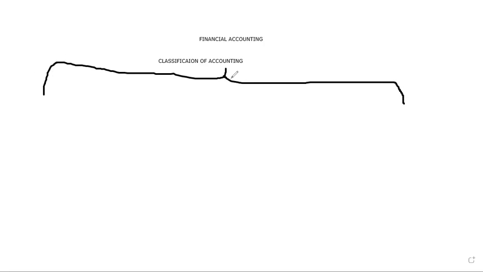So what are these three categories? Usually we say there are two categories, personal and impersonal. But impersonal is again subdivided into real and nominal. So mainly two categories are there, personal and impersonal, and impersonal is subdivided as real and nominal. But for an easy format, we are going to make it three categories.